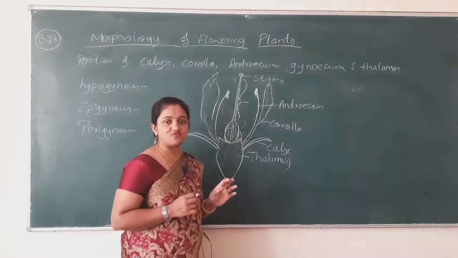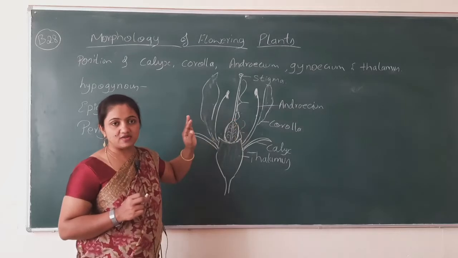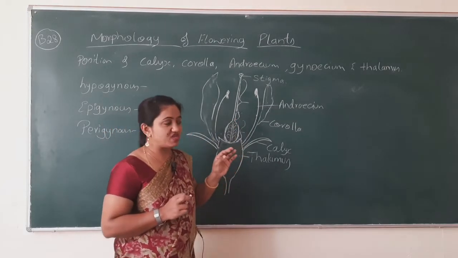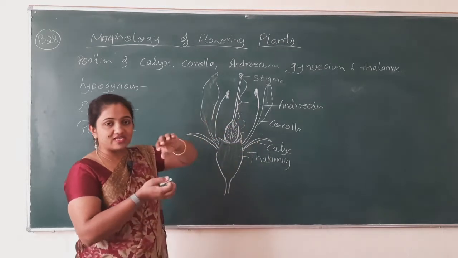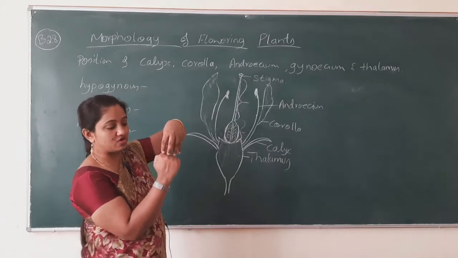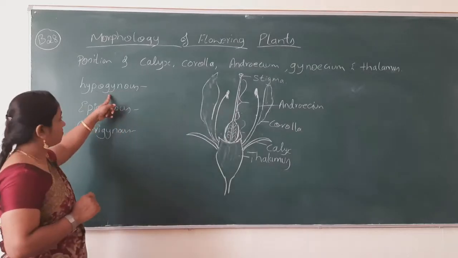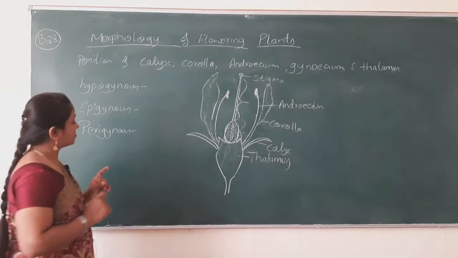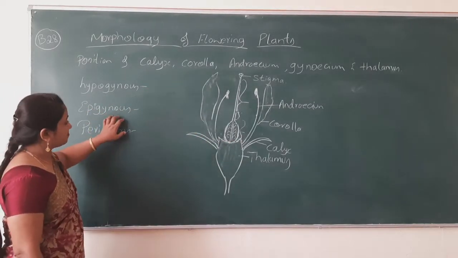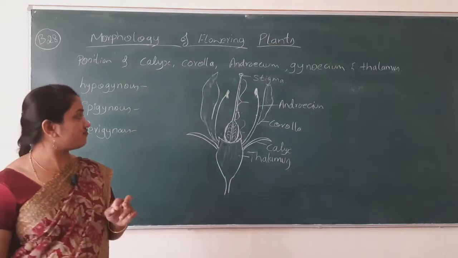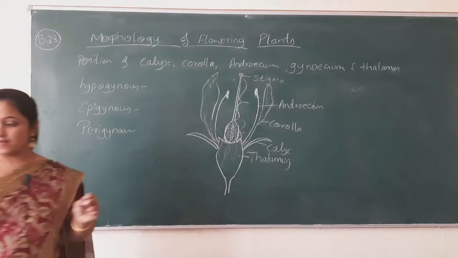So in simple terms, you have to understand the ovary is superior. To which part is it superior? To all the other parts it has taken the superior position, superior location. That's why it is known as hypogynous ovary or hypogynous superior ovary, hypogynous flower. Okay. So now what do you mean by epigynous ovary or epigynous flower? Just observe this.